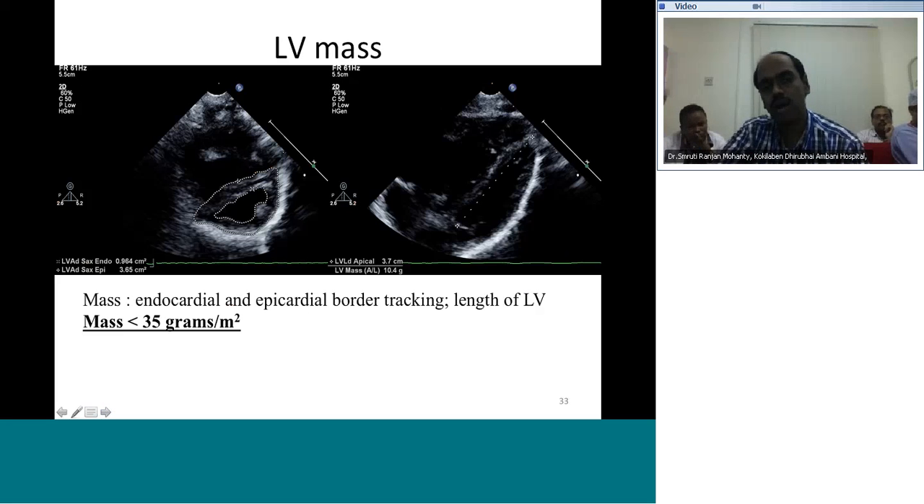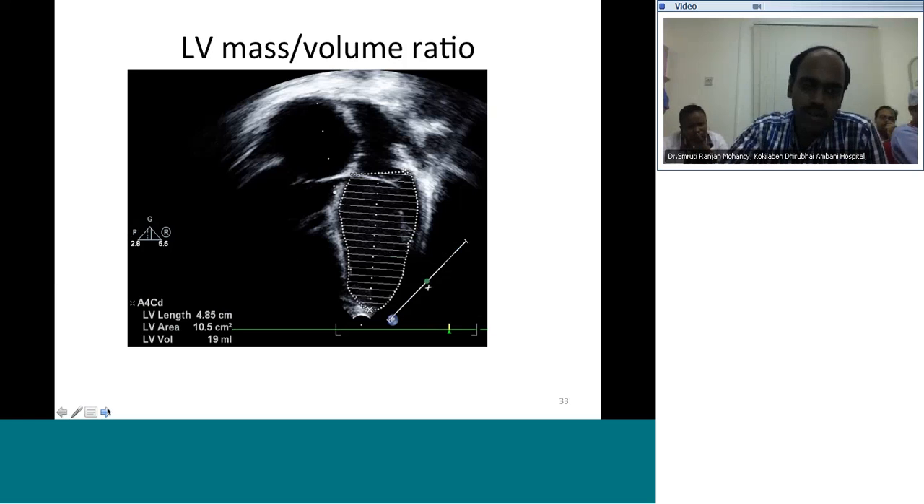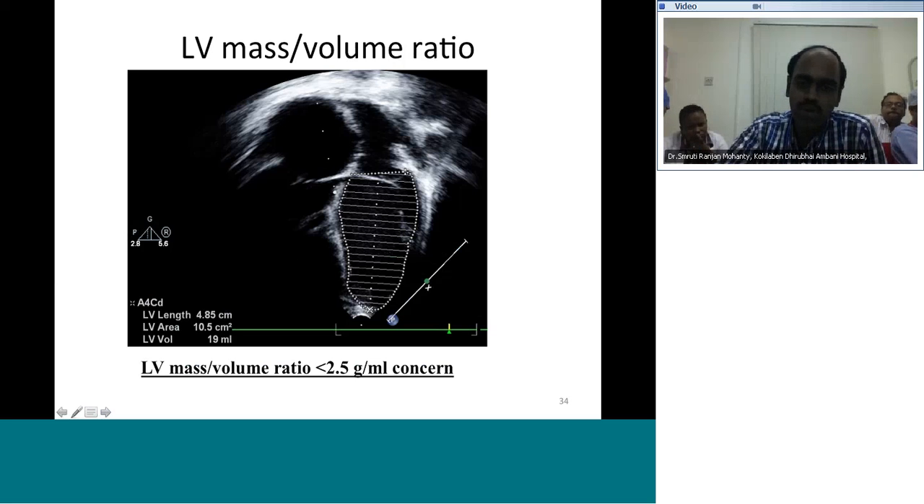LV mass. Mass is calculated by tracking the endocardial border and the epicardial border, seeing the length, and you analyze what the mass is. A mass index of less than 35 grams per meter squared is bad. Mass to volume ratio, you look at what the volume is also. A mass to volume ratio of less than 2.5 gram per ml is bad.